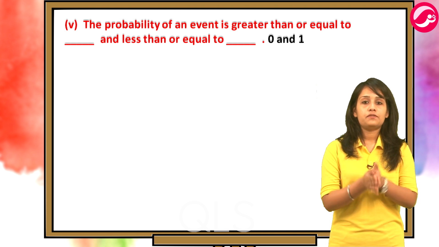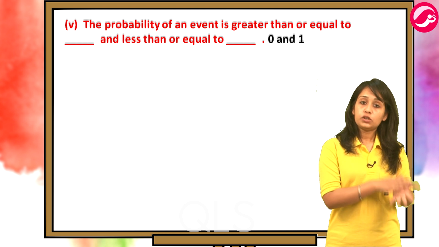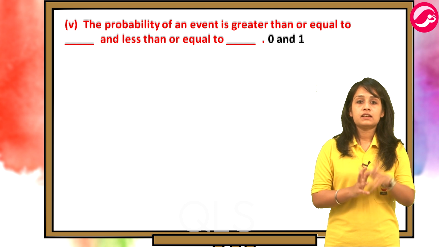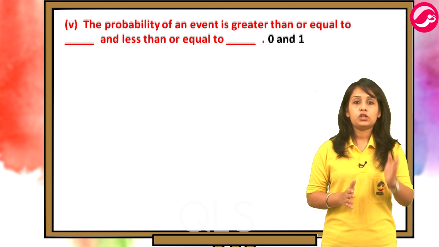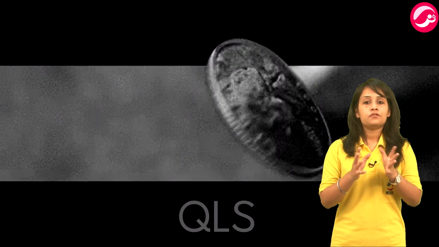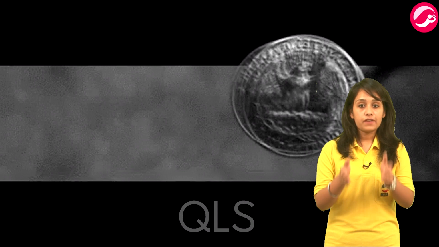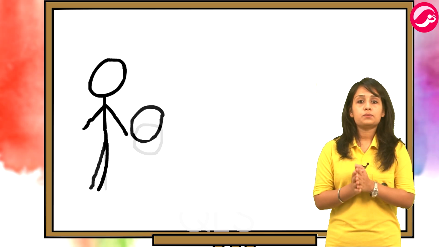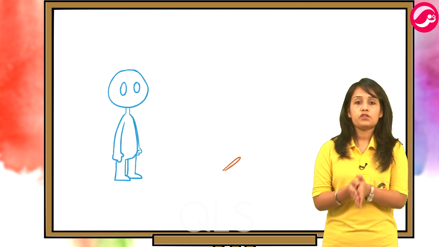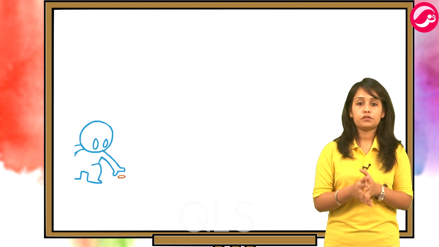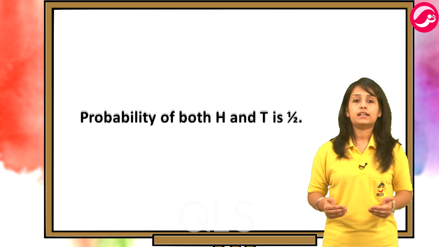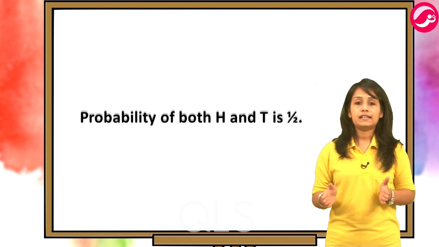The probability of an event is greater than or equal to and less than or equal to what? So the answer is probability of an event is greater than or equal to 0 and less than or equal to 1. Now tell me one thing, why is tossing a coin considered to be a fair way of deciding which team should get the ball at the beginning of a football game? So tossing a coin is considered to be a fair way of deciding which team should get the ball at the beginning of a football game, as both the possible outcomes, head and tail, are equally likely and probability of both H and T is 1 by 2.